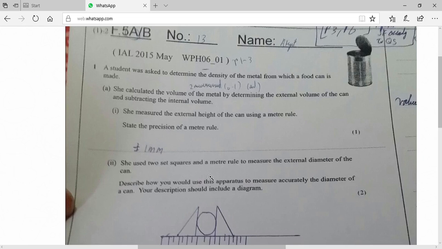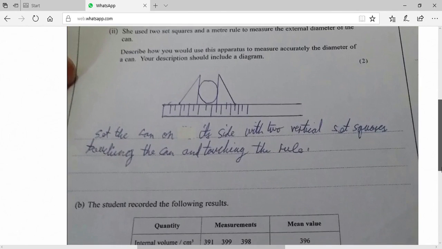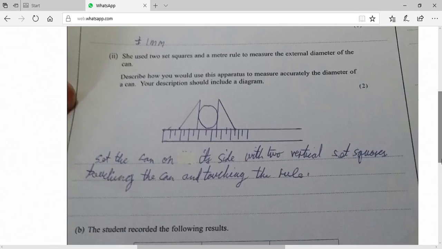Can you scroll down to part 2, where it says, describe how you would use an apparatus to measure accurately the diameter of a can. So what I'd like to discuss with you here is when I'm given questions like this, where they're asking me to describe how you would use this apparatus to measure accurately the diameter of a can, how do I write these kinds of answers? Because these are small mark questions, like two mark questions. You can write in this way.